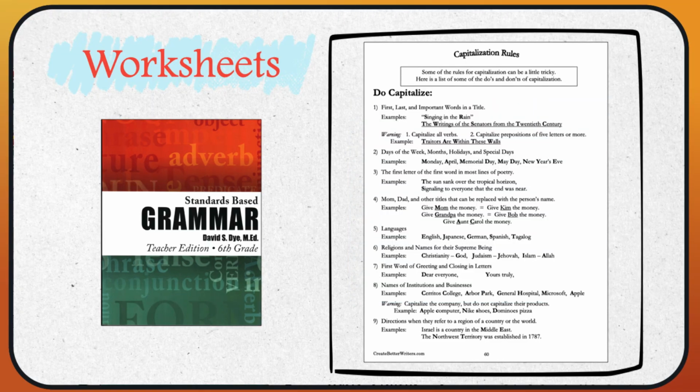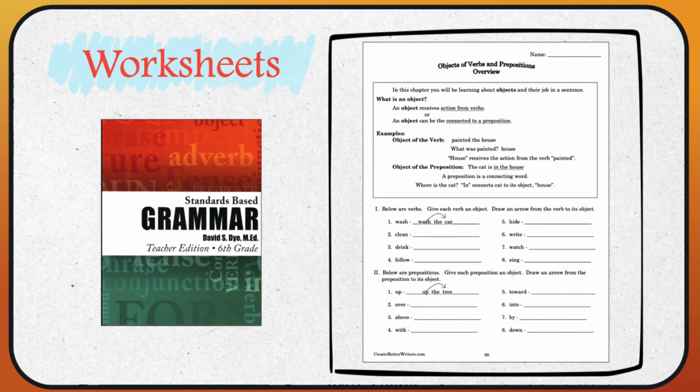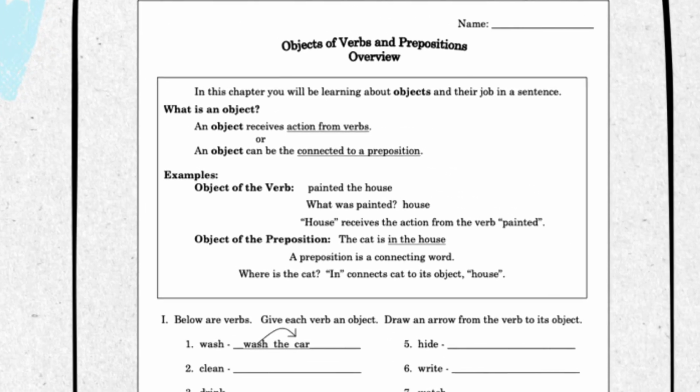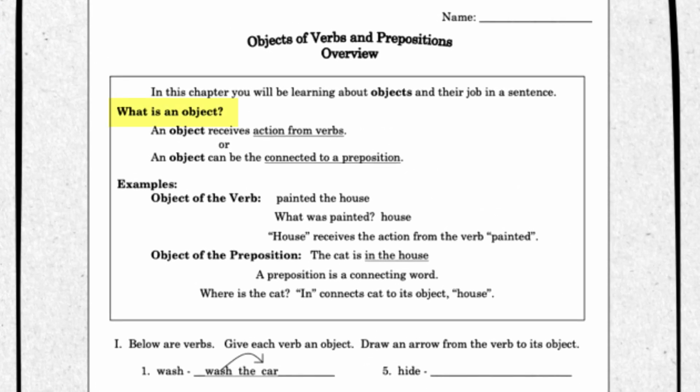This next worksheet from the grade 6 edition is about objects of verbs and prepositions. So it gives an overview of what objects are. And the students learn that objects receive action from the verbs. For prepositions, they're not receiving action. Prepositions will connect its object to another word in the sentence. So they're learning how objects work. Either they're receiving action or they're being connected to another word in a sentence. The students in their journal will practice that.